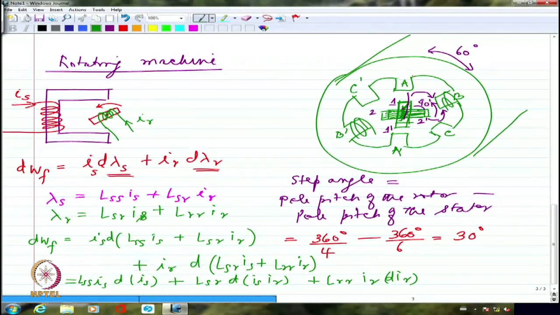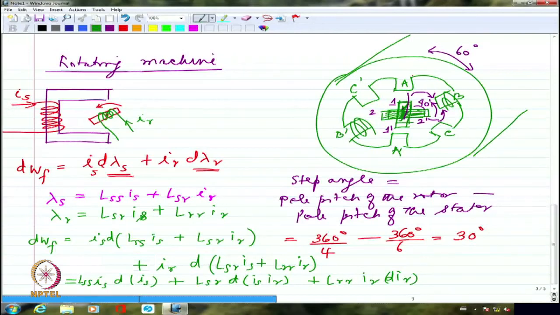Right? So I'm having three terms here. One completely corresponding to the self-inductance of the stator. One completely corresponding to the self-inductance of the rotor, which involves only the rotor current. And the third one, which is corresponding to the stator and rotor current with the mutual inductance between them, the stator and rotor entities, right?